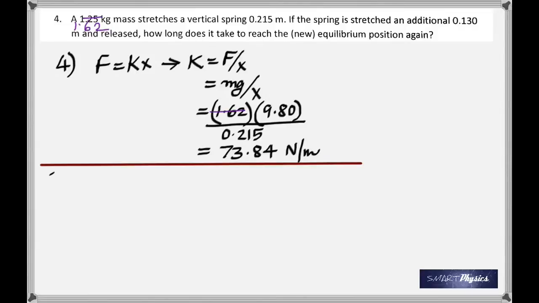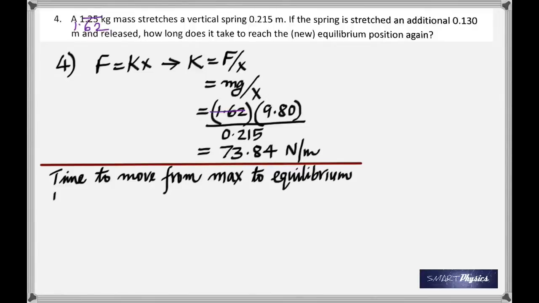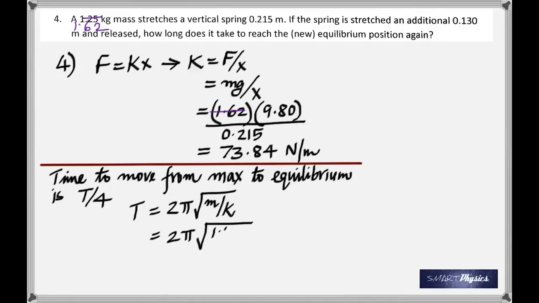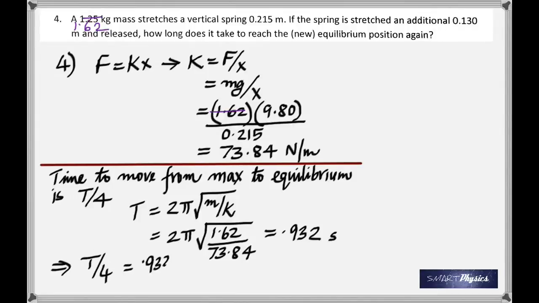From there it goes up again by the same amplitude, and that'll be another quarter. Okay, so what we've got to do is find the time period and take 1/4 of that. Time to move from maximum to equilibrium is T by 4, and T is given by 2 pi square root m by k. M is 1.62, k is 73.84. That gives 0.932 seconds, and therefore a quarter of that is 0.932 divided by 4, which is 0.233 seconds.